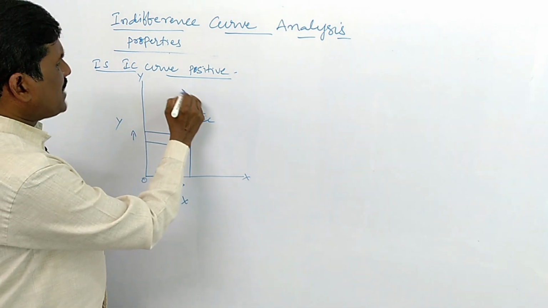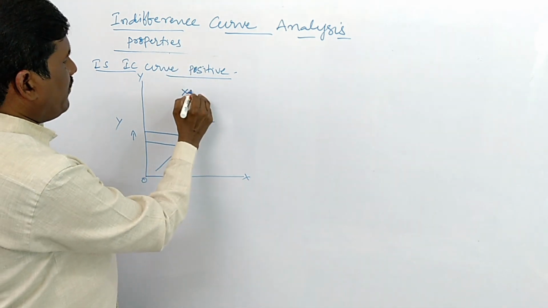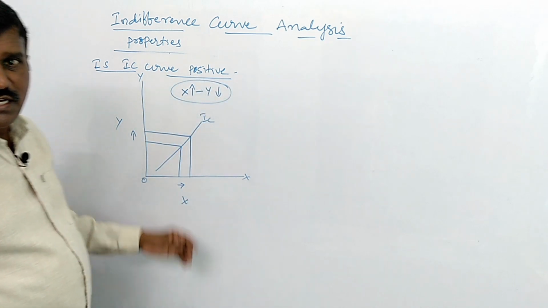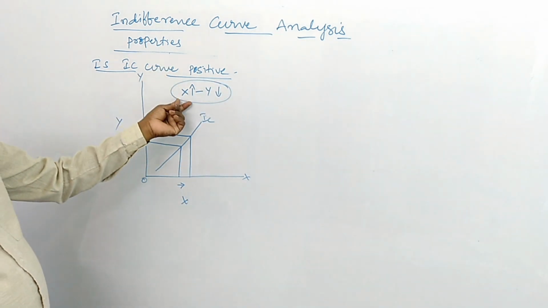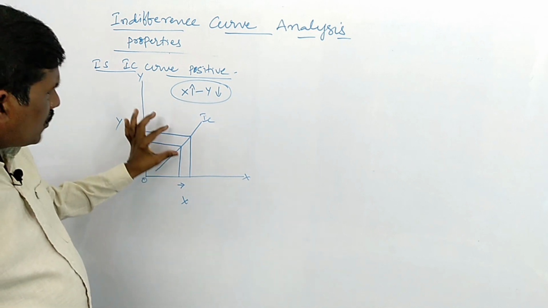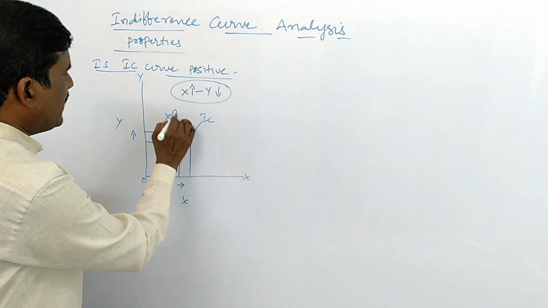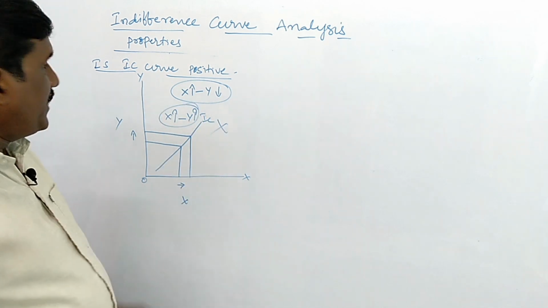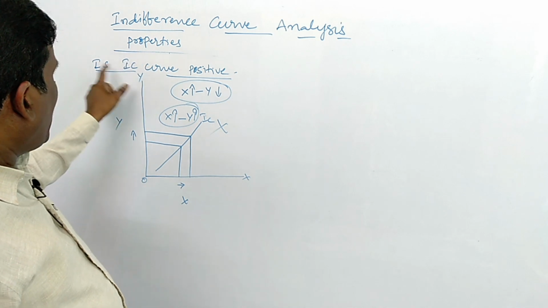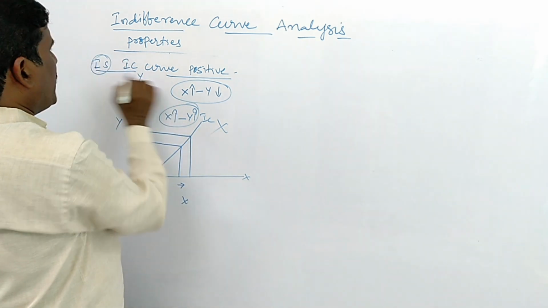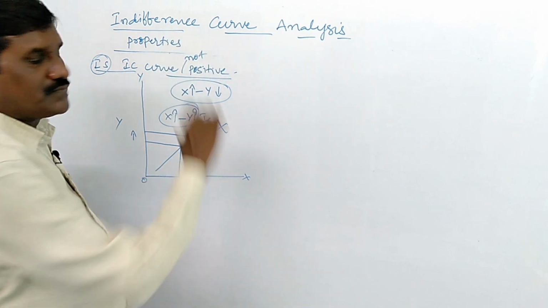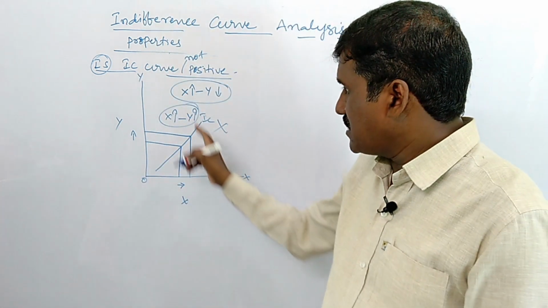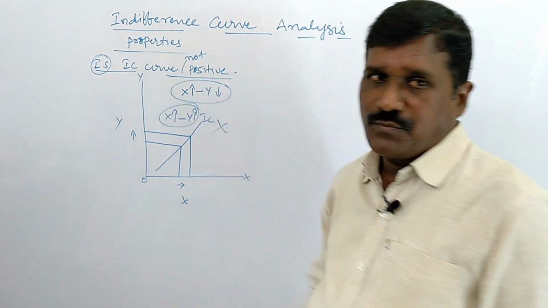So what is the law for indifference curve? When the X good increases, the Y good should be reduced. But this is not related to the indifference curve. Both X and Y increase, so this is not a property of indifference curve. So IC curves are not positive. Always the IC curves are not positive.